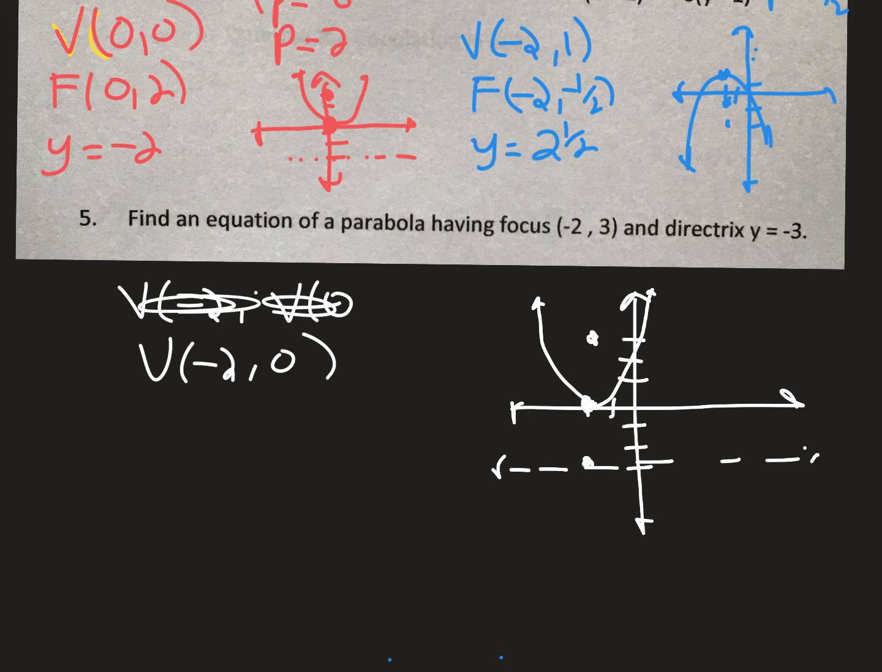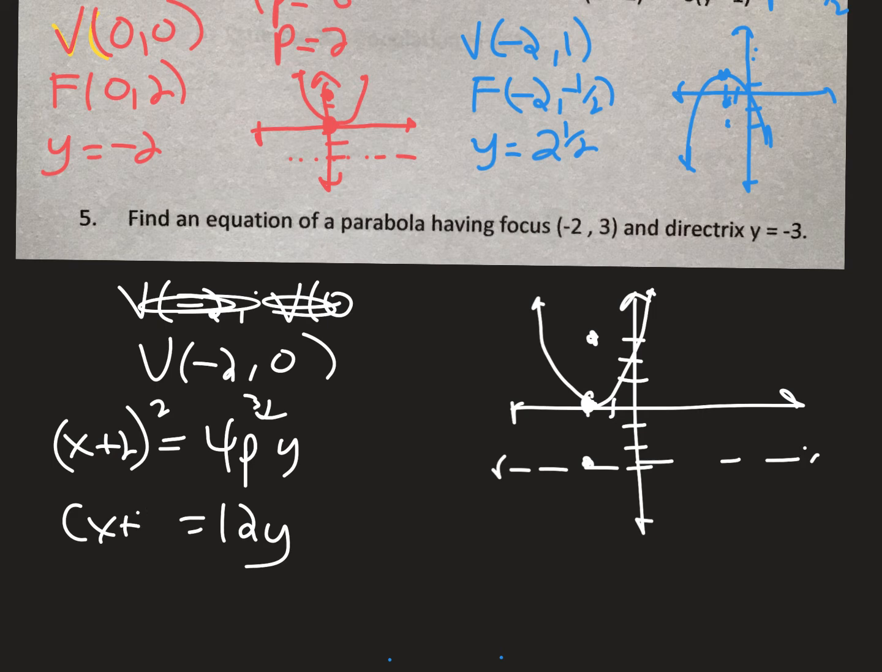And it's opening up. Because it's opening up, I know my 4p is in front of the y. And I have an x squared, except it's going to be x plus 2 squared to take into account that vertex. All right. P is how far it is from the vertex to the focus. It's 3 away. So I'm going to do 4 times 3, which is 12y. And over here I have x plus 2 squared. Guys, that's your answer right there.